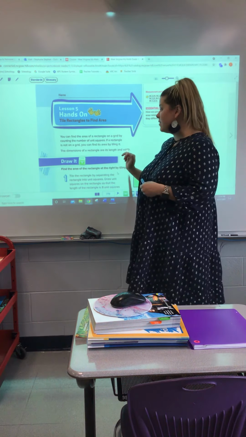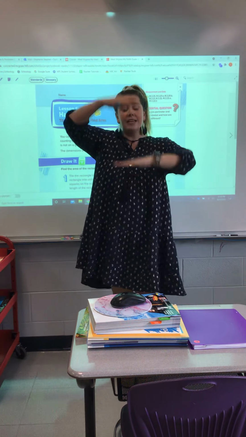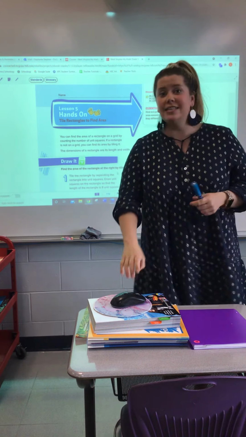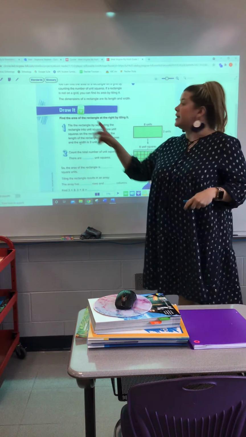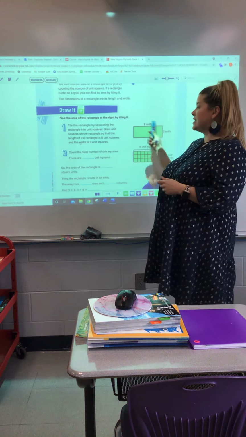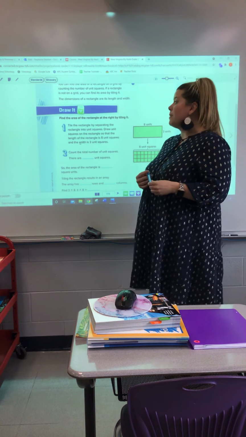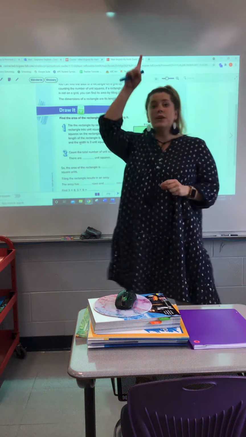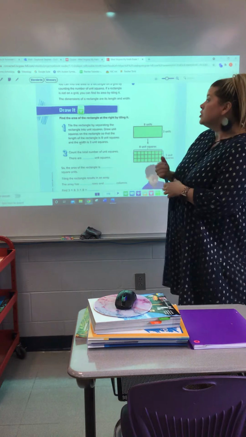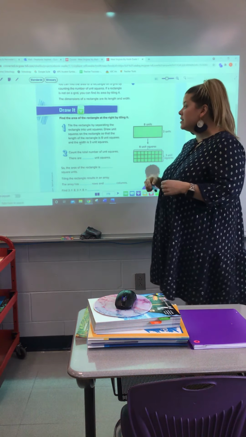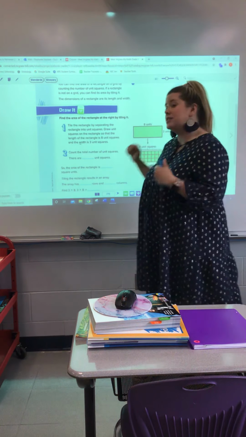So the dimensions of a rectangle are its length and width. Length is how long it is, width is how wide it is. So let's practice that. Okay, they give us a really nice example. It says, find the area of the rectangle at the right by tiling it. So you tile the rectangle by separating it into unit squares. So that means we're going to draw vertical and horizontal lines to cut it into squares. Draw unit squares on the rectangle so that the length of the rectangle is 8 unit squares and the width is 3 unit squares, okay?